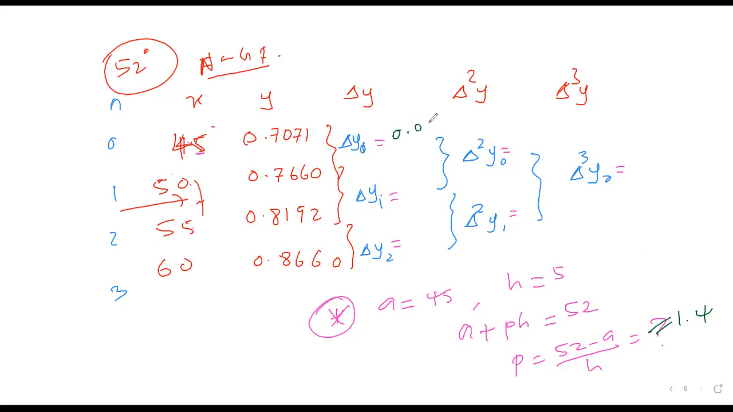Okay, 0.0589. Next one. 0.0532, is that correct? Okay. Delta y2. Okay. 0.0468. Okay. So now find out delta squared y0 and y1.